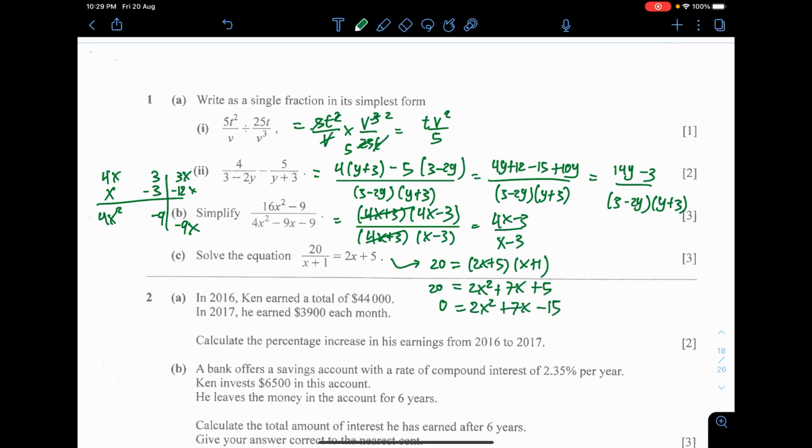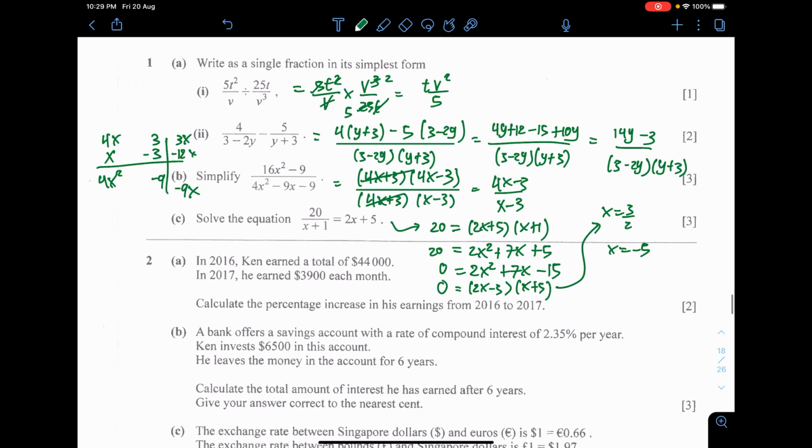Yeah, and then from here you do cross factorization again. Okay, you'll get, okay, let me do a quick solving here. Yeah. I believe all of you know how to do cross factorization. Okay, hence the solutions are 3 over 2 or negative 5. Okay, this would be nice.